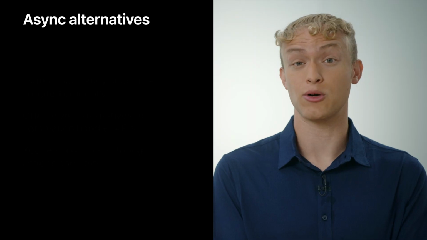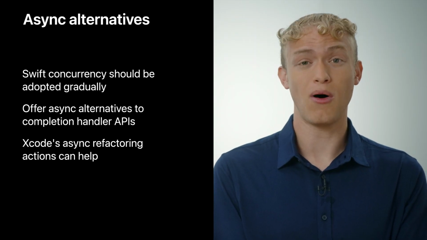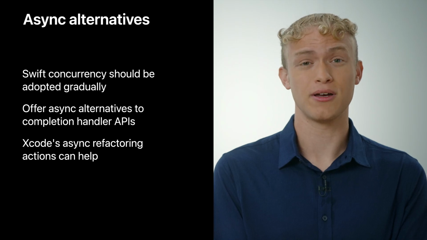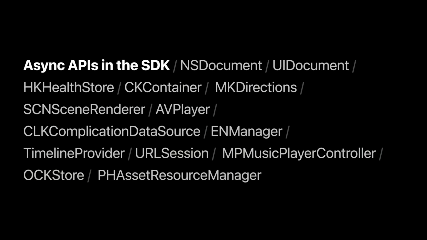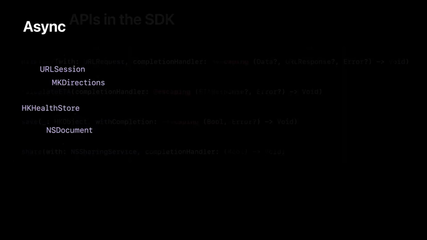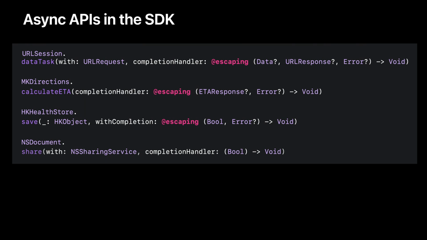We finished up migrating all the places we were calling the fetch thumbnail function, but our app has a lot more opportunities to adopt async await. To get up and running quickly, we recommend starting small with an async alternative to an existing API. The SDK offers hundreds of APIs that take completion handlers because they do work on your behalf in an asynchronous manner. When these APIs are lined up side by side, patterns begin to emerge.